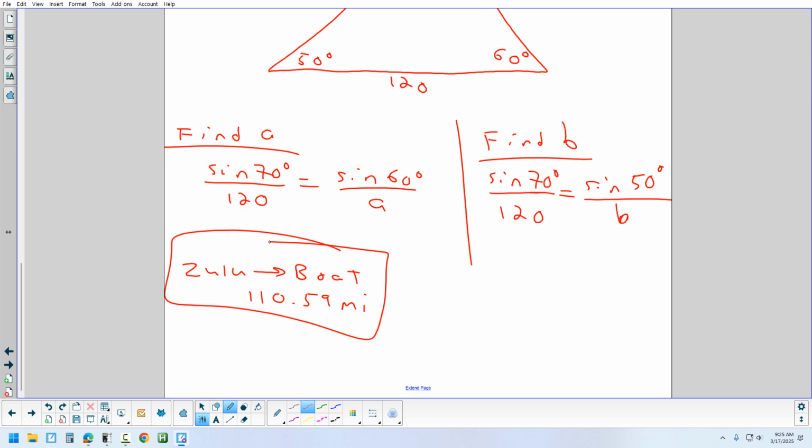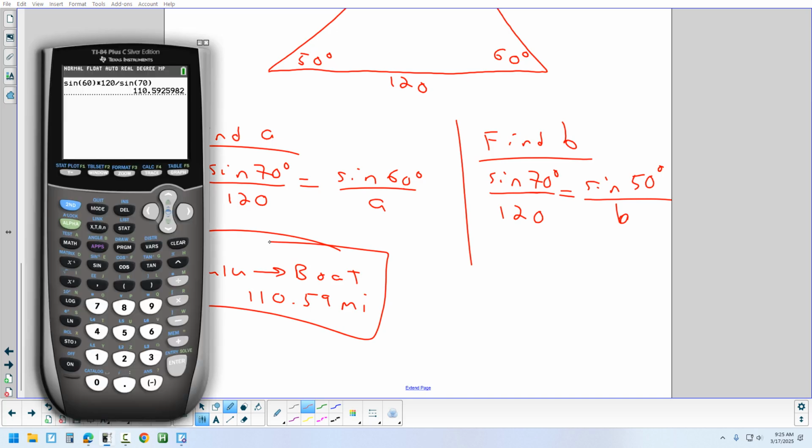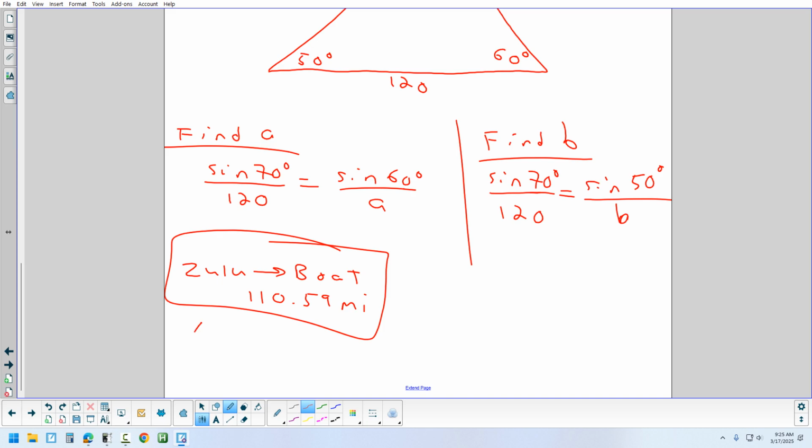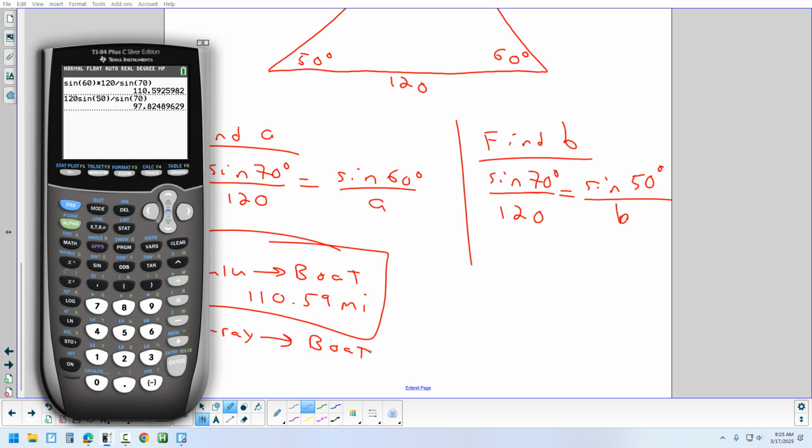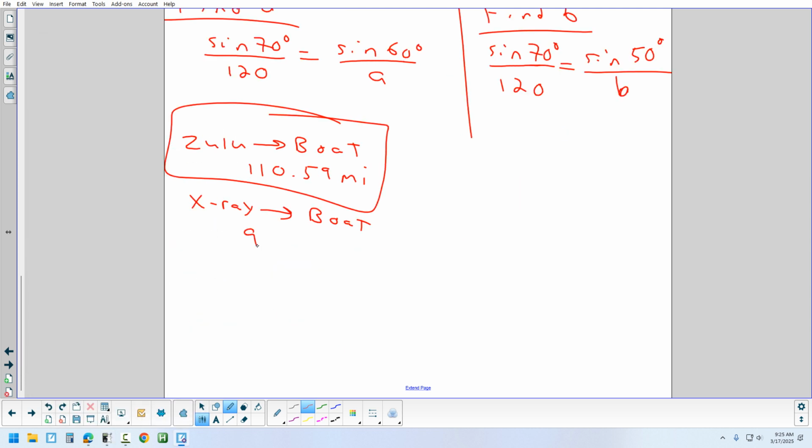Okay, and the other one they want is X-ray to the boat. That's side B. So we've got, let's do 120 sine 50 divided by sine 70. So that's 97.82. X-ray to boat: 97.82. And there you go.